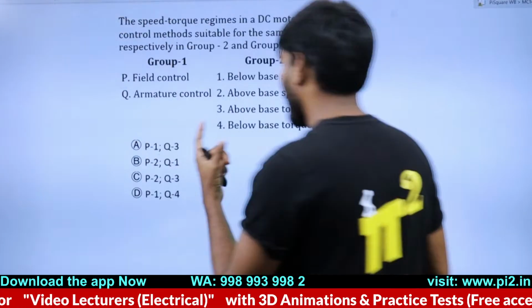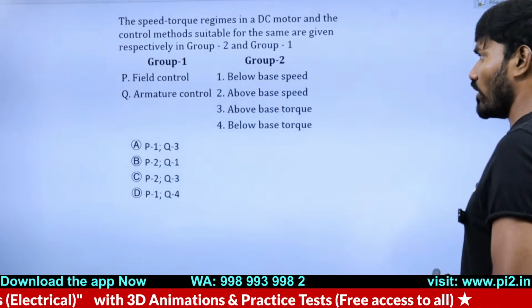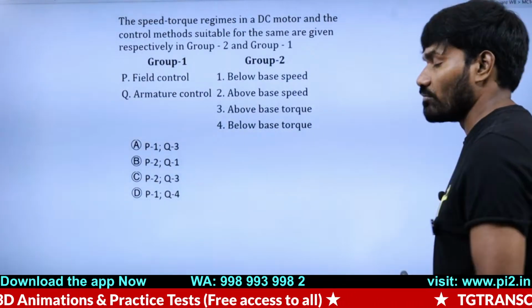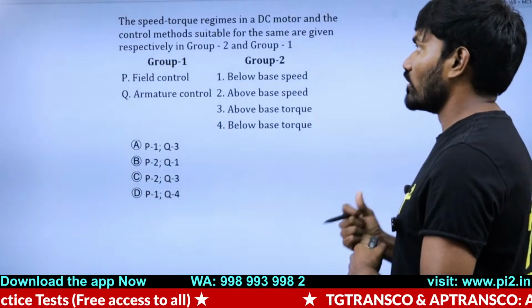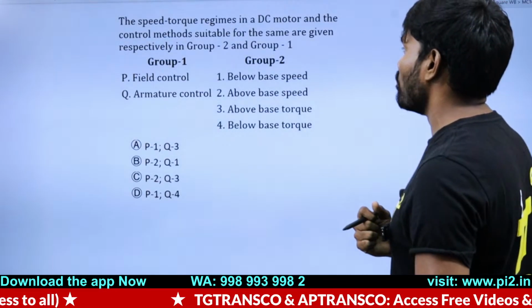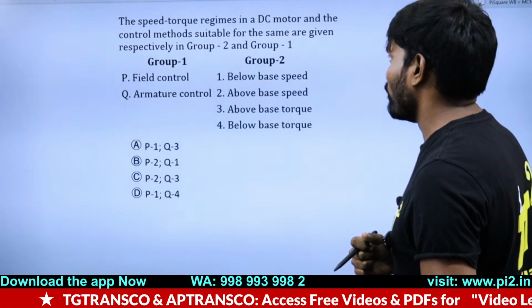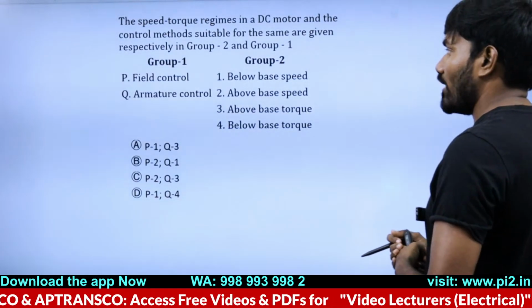Anyways, coming back, answer this quickly. Very easy one, very conceptual and important in terms of exam. Give it a shot. The speed torque regime in a DC motor, and the control methods suitable for the same, are given by group 2 and group 1 respectively. So you need to match it.